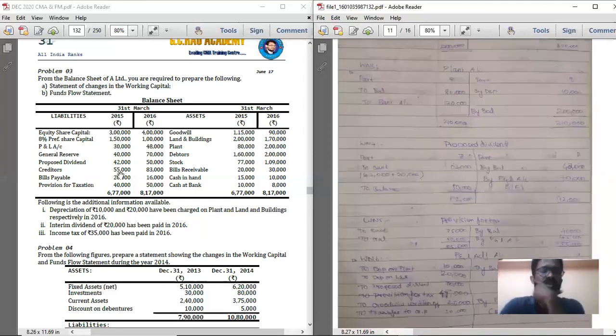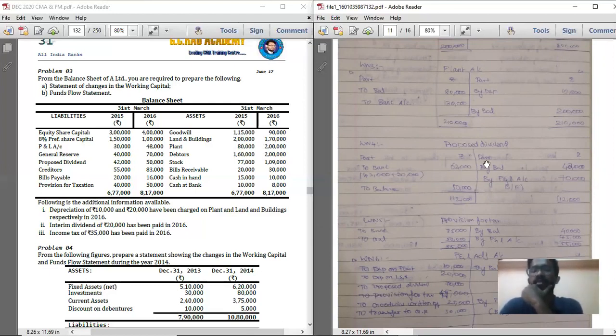And next, you have finished land and building. Then the interim dividend they have given. So open the proposed dividend account. How much are you paying this year? 42,000 for the previous year. First, proposed dividend is a liability, so opening balance will be on the credit side, closing balance on the debit side. From that you are paying using the bank account, that is 42,000 and 20,000. So 60,000 is paid from the bank account.